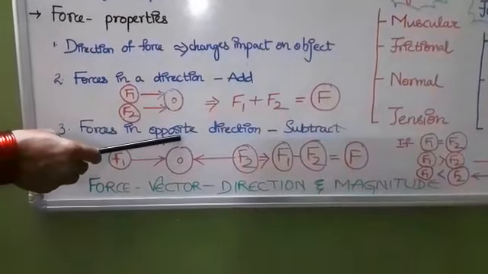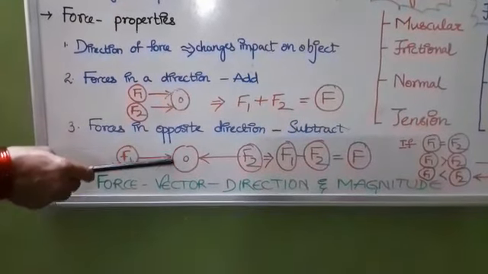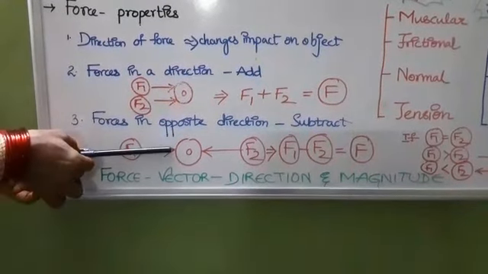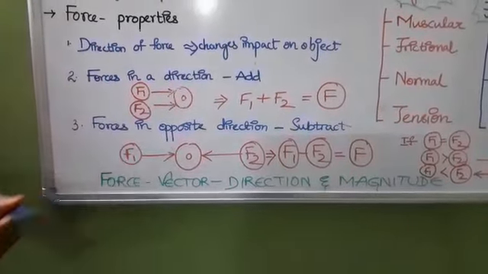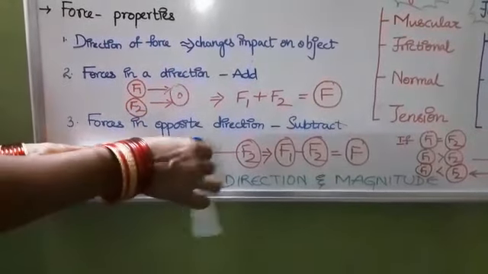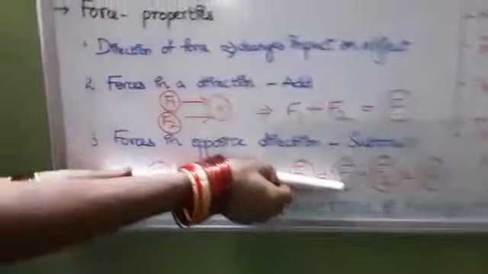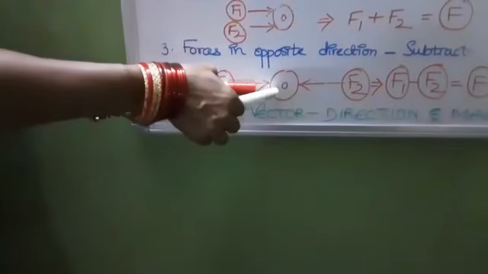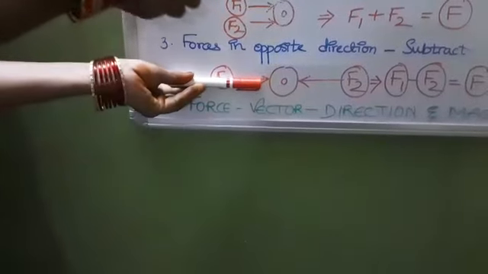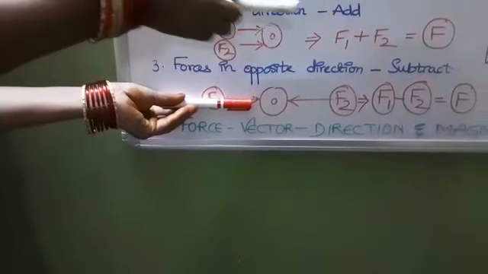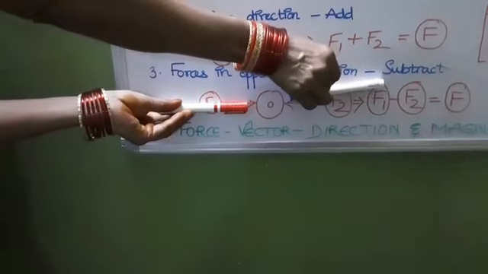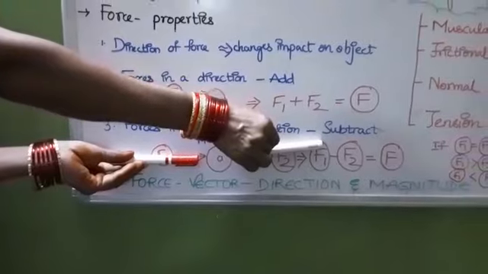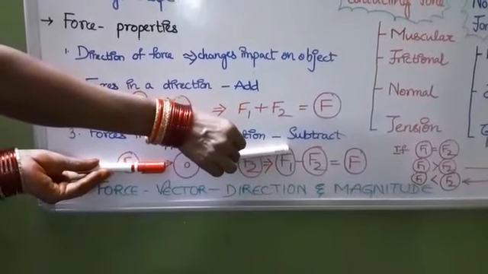About forces in the opposite direction. This is the object, and one force, F1, we are applying from this direction, and F2 force is applied from the opposite direction. When F1 force is applied in one direction and F2 force is applied in the opposite direction, if F1 and F2 are both equal, the object will not show any kind of movement.